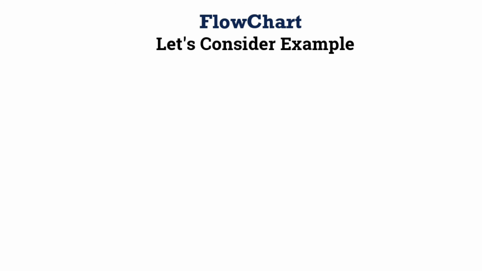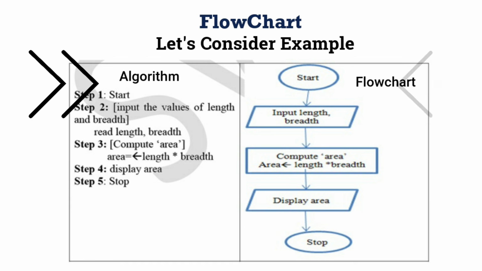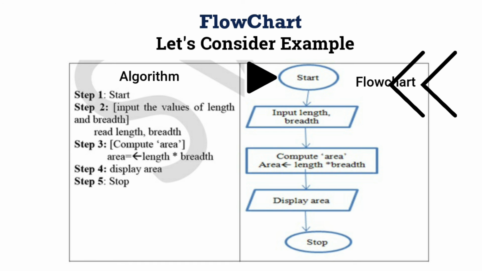Now we'll see with the examples. The following flowchart shows the computation of the area of a rectangle. Here on the left hand side we can see the algorithm, and on the right hand side we can see the flowchart. And the start of the program is indicated with this shape.